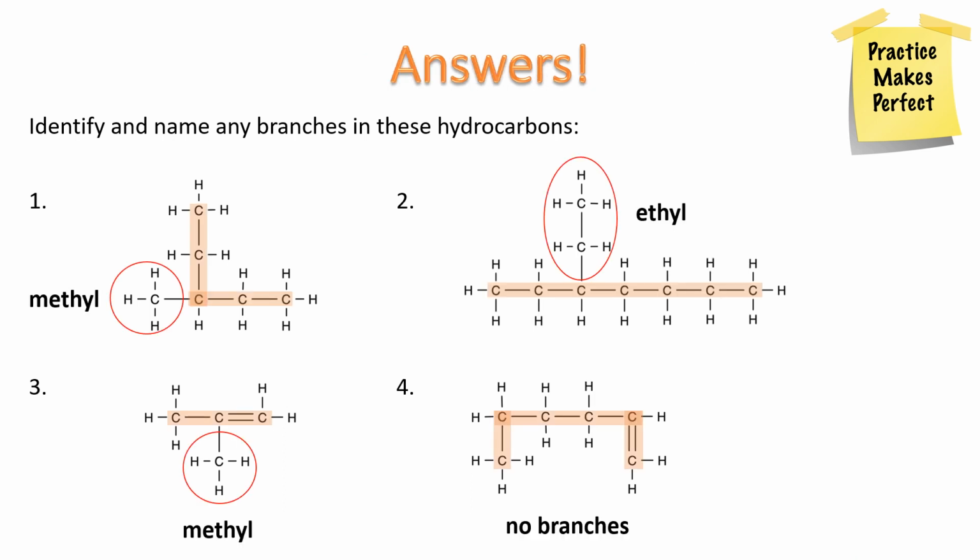So here are our answers. In question 1, we have a methyl branch, because it's CH3. In question 2, we have an ethyl branch, because in total on that branch there are 2 carbons. In question 3, we have a methyl branch. And in question 4, there are no branches at all.